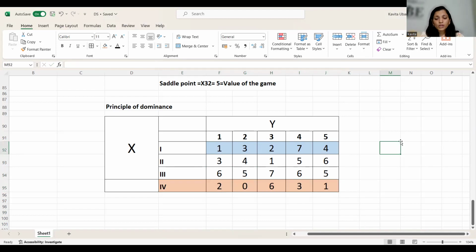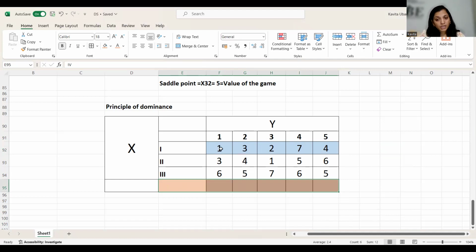Right? Now we are not going to consider this row. The fourth row we are not going to consider. It is dominated and it is cancelled. Here, by applying the principle of dominance, our objective is to get our 2 by 2 matrix so that we can apply our formula and we can get the value of the game.